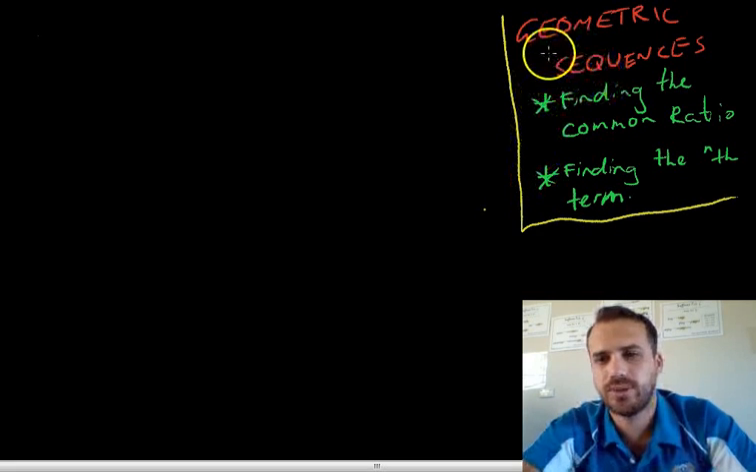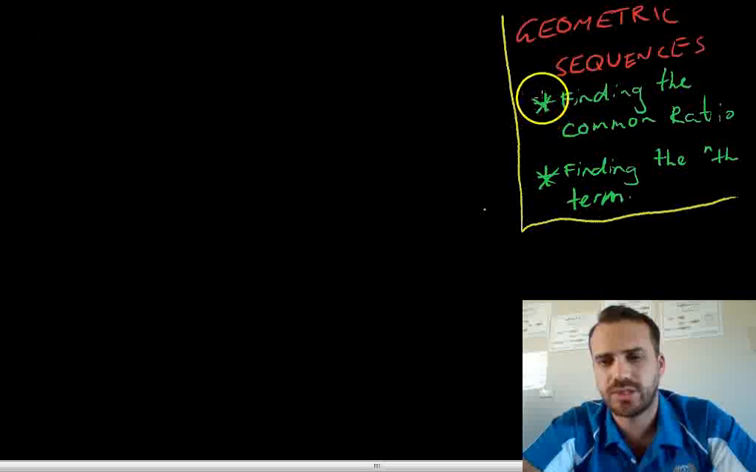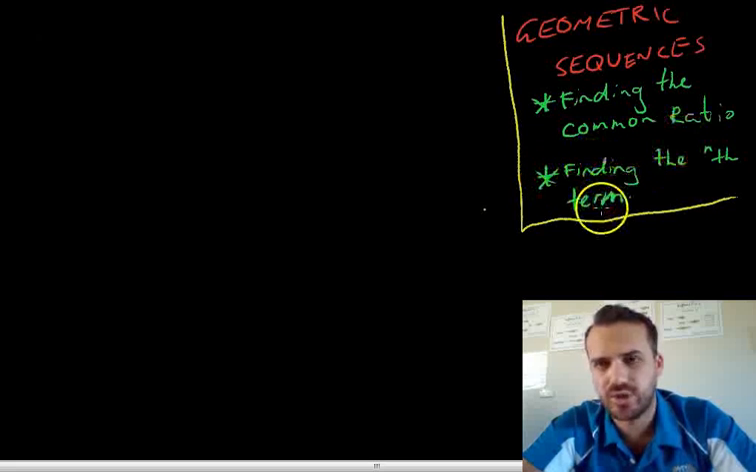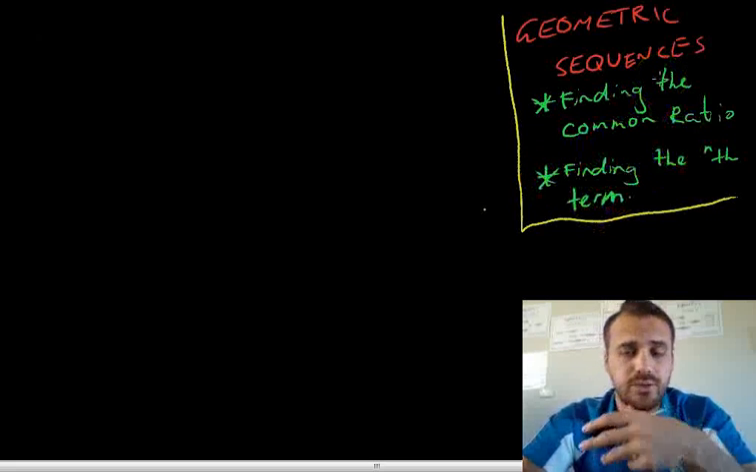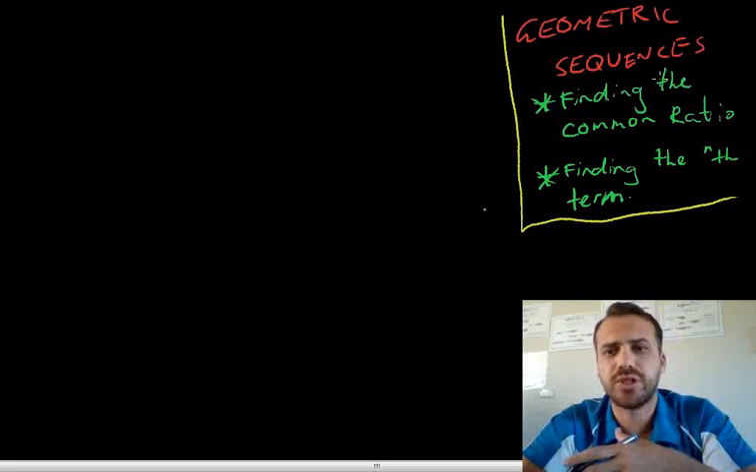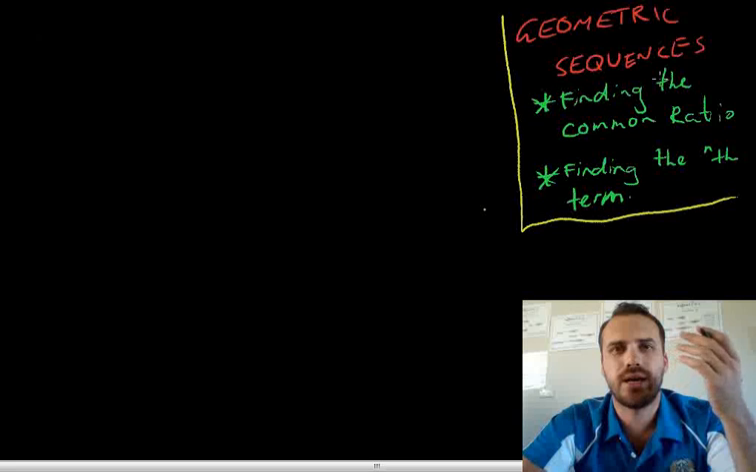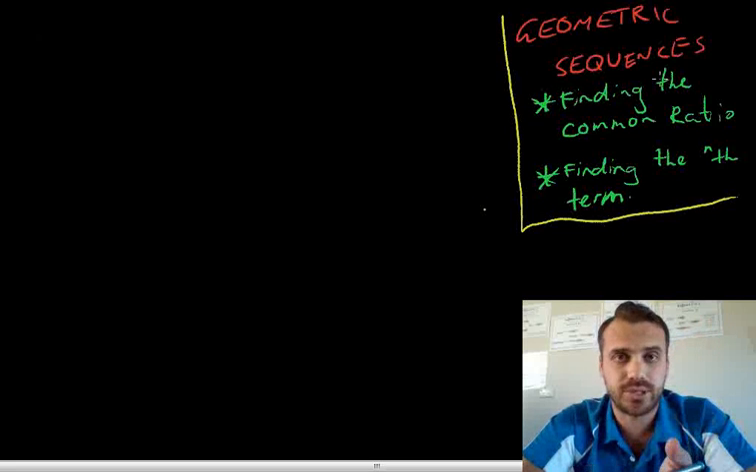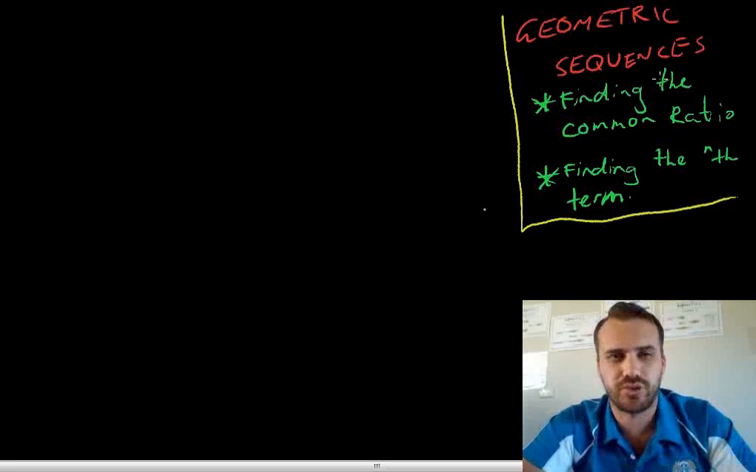Okay, so in this video we're looking at geometric sequences. You're going to be able to do two things with a geometric sequence. One, you're going to be able to find the common ratio, and two, you're going to be able to find the nth term. Now, you may not know what a geometric sequence is, but a specific example of a geometric sequence is a compound interest question. Compound interest is a geometric sequence.